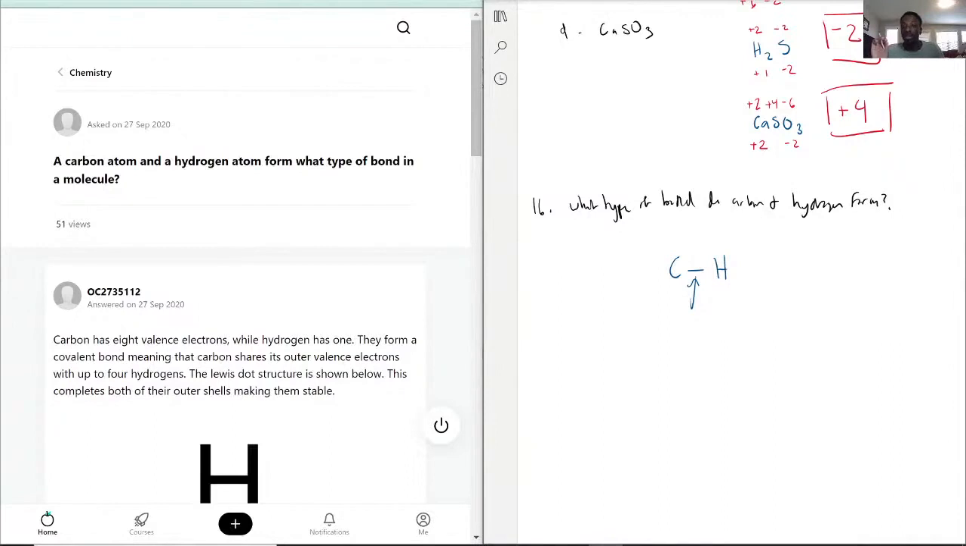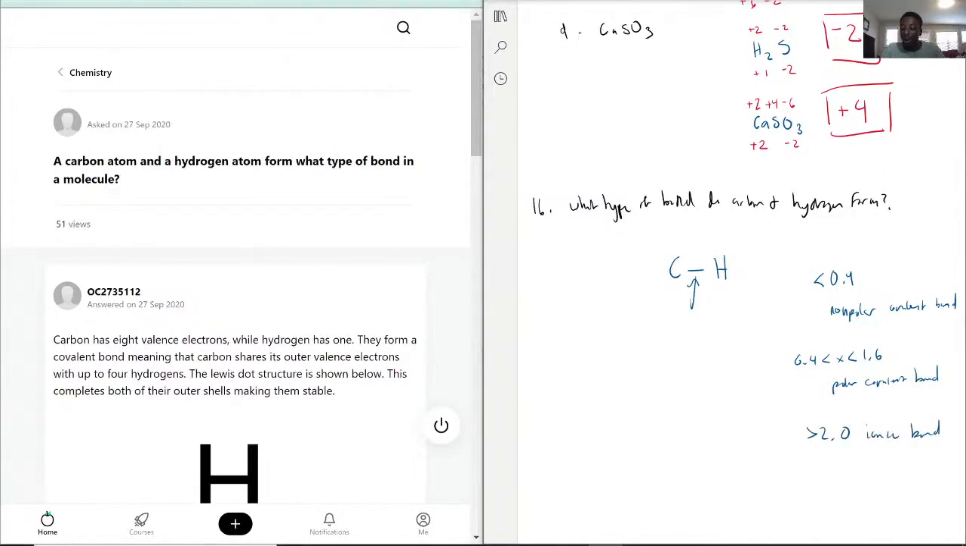Because the ranges, as it states, show what type of bond you get. Between an electronegativity difference of less than 0.4, this is a nonpolar covalent bond, okay? Now, if it's between 0.4 and 1.6, this is a polar covalent bond. If it's greater than 2.0, this is an ionic bond.